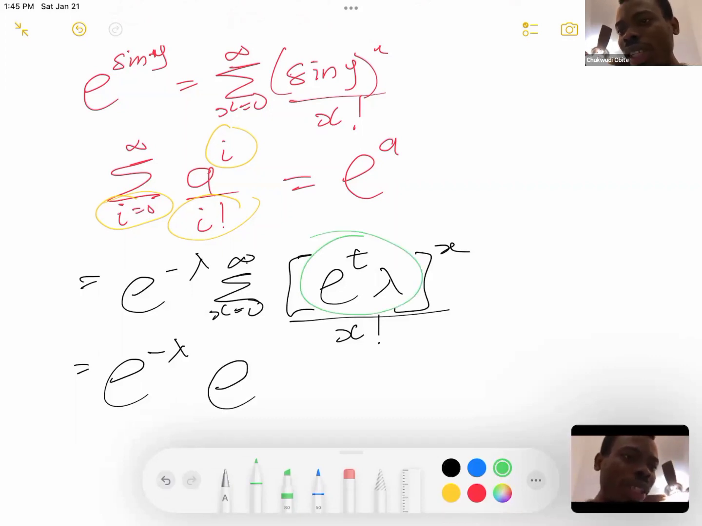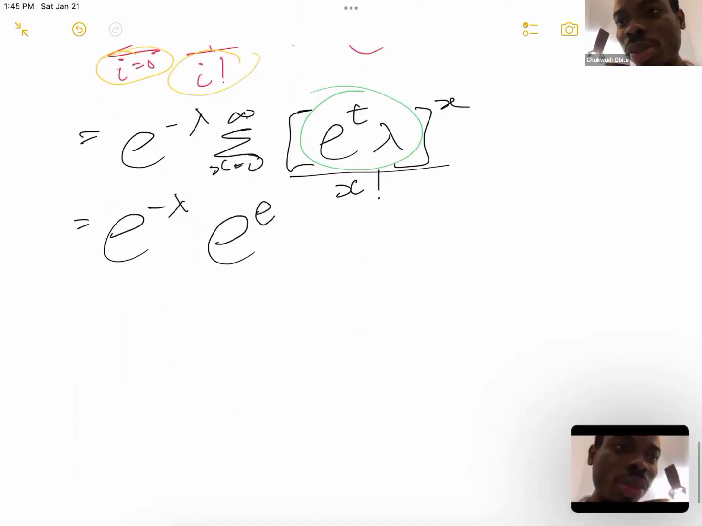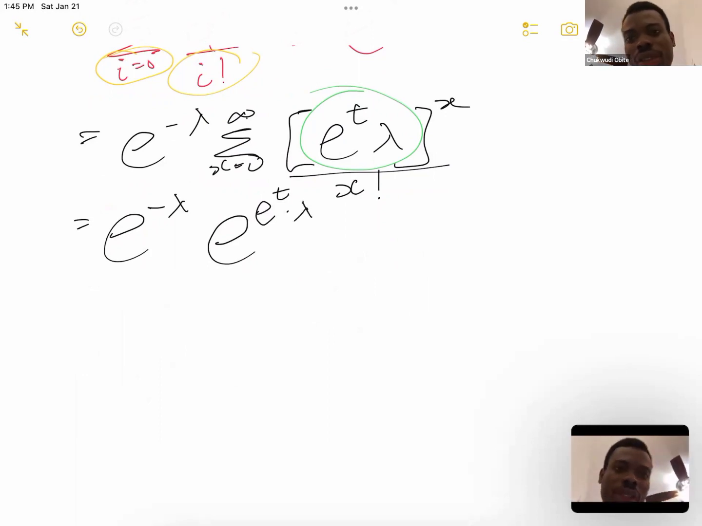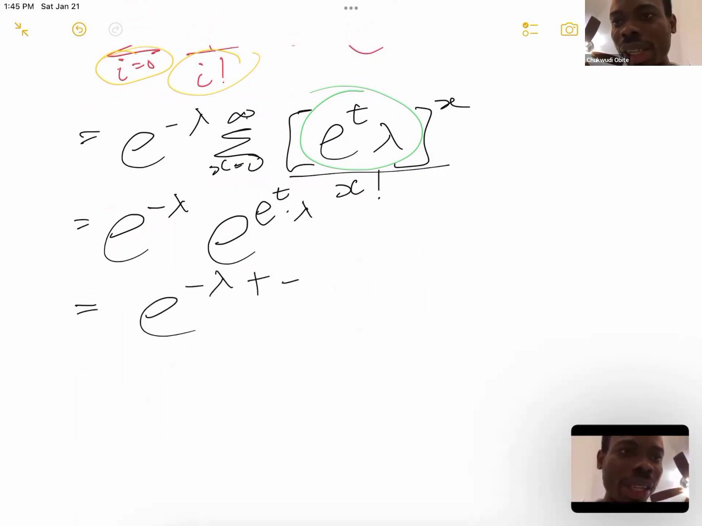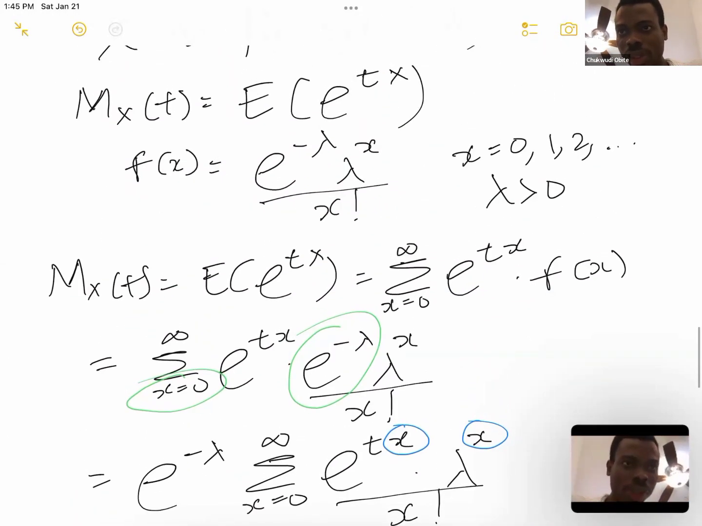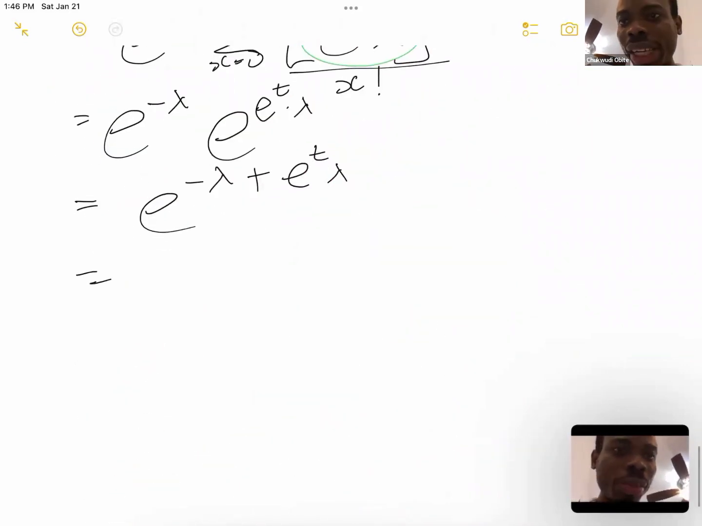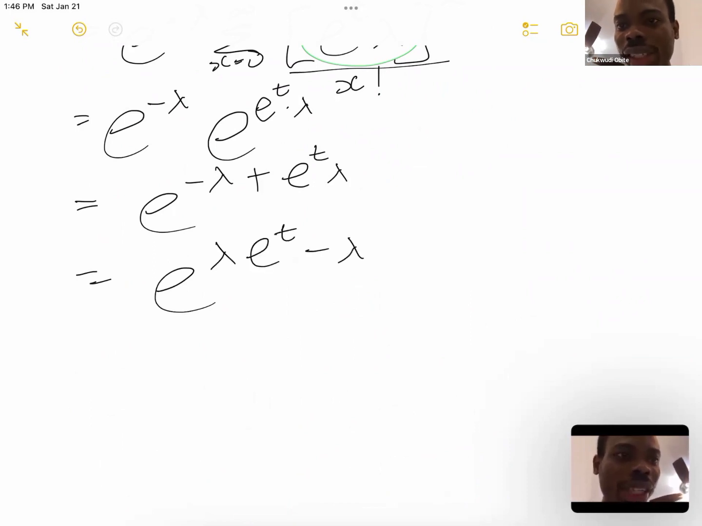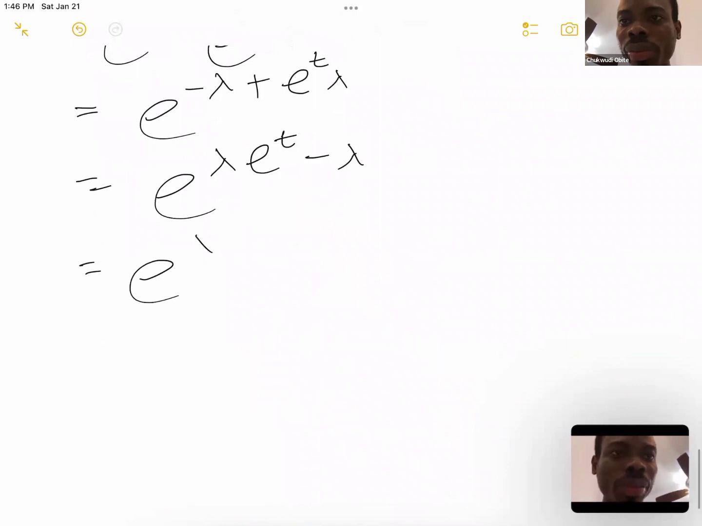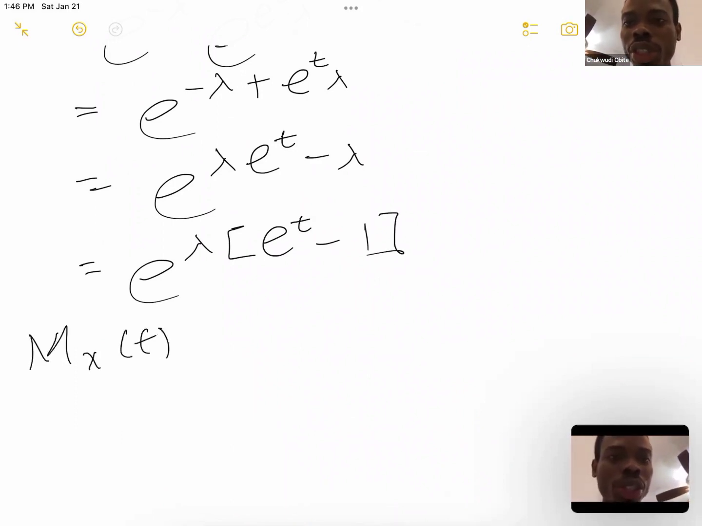In this case, we have e raised to power t times lambda. So this becomes e raised to power lambda e^t, which is equal to, from the law of indices, e^(lambda e^t minus lambda). Okay, so if you factor out lambda, I can write it as e^(lambda(e^t minus 1)). If you factor out lambda, what will you get? e^t will remain. What will remain in the second term? 1. So this is the MGF of a Poisson distribution.